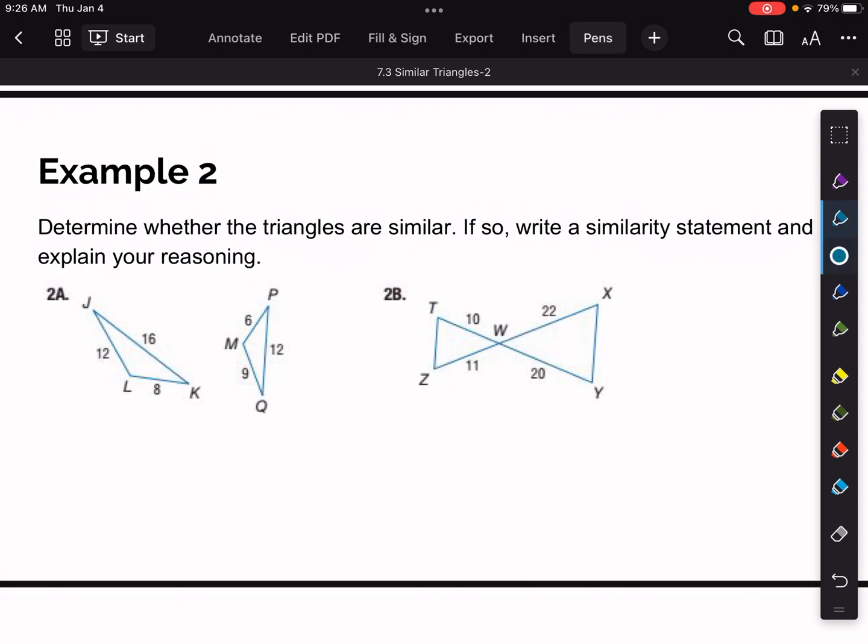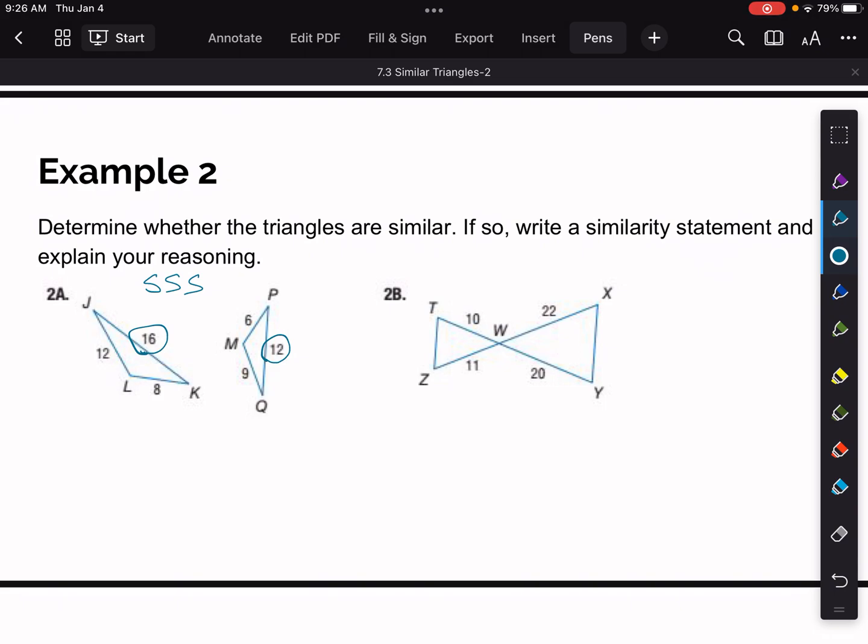So here on 2A, looks like I don't know anything about the angles. So if I don't know anything about angles, I'm going to see if the SSS thing works. So what I'm going to do for 2A is set up the proportions, and I'm going to determine what's what by using the order of greatness. So the biggest side for this JLK triangle is going to be this 16, and the largest side on the other triangle would be the 12.